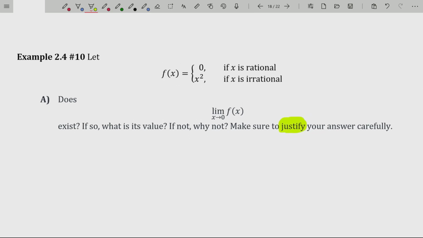So what do you think the limit is as x approaches 0 of f of x?